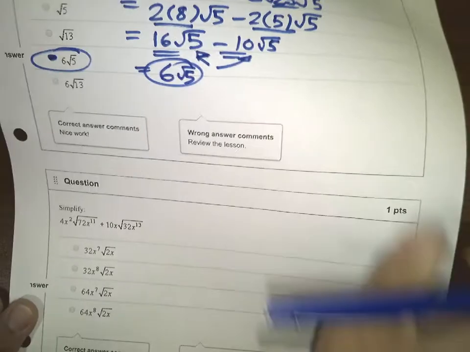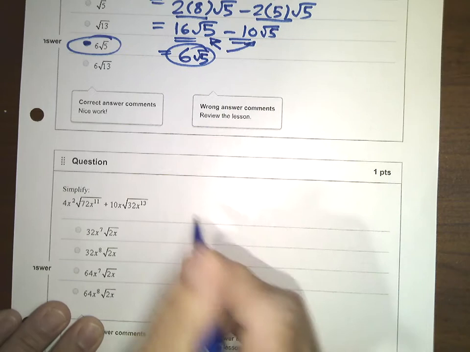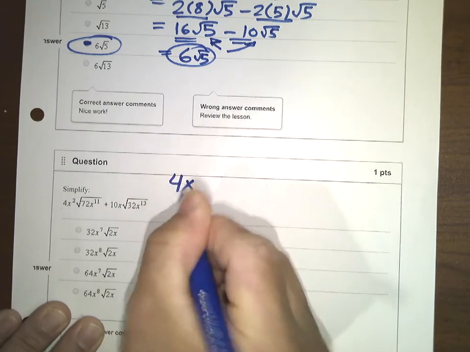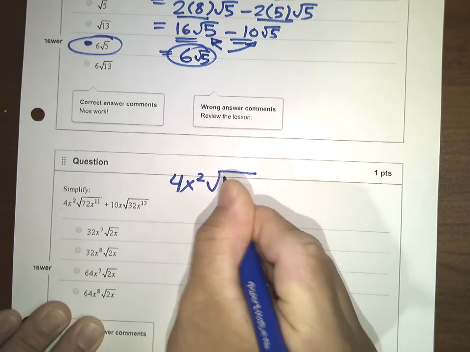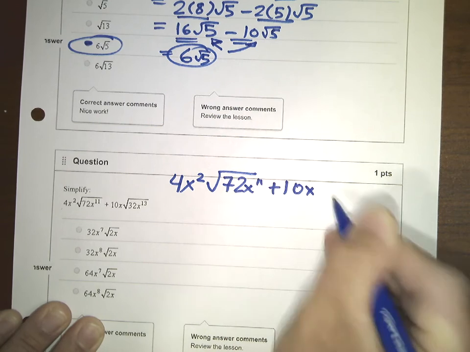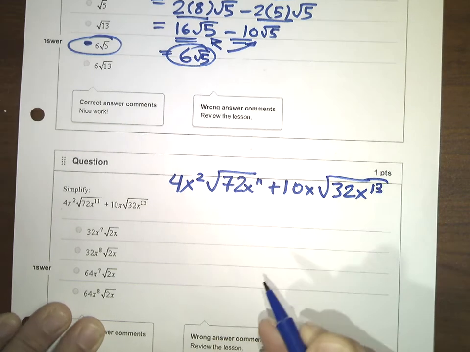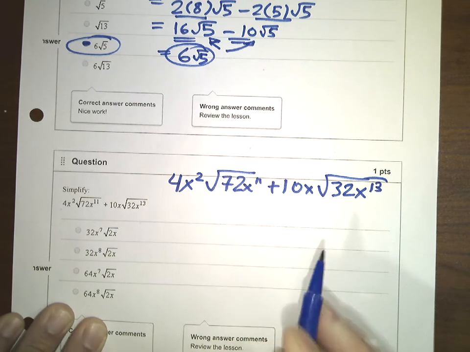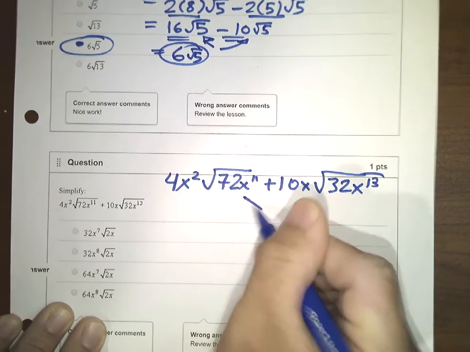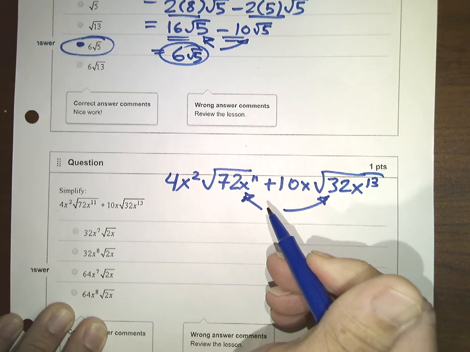So now, here are some more complicated ones, because we're bringing in the variables now. So I have 4x squared, square root of 72x to the 11th, plus 10x square root of 32x to the 13th. All right, so now let's look again. Are these radicals the same? And they are not, so I have to simplify them both.